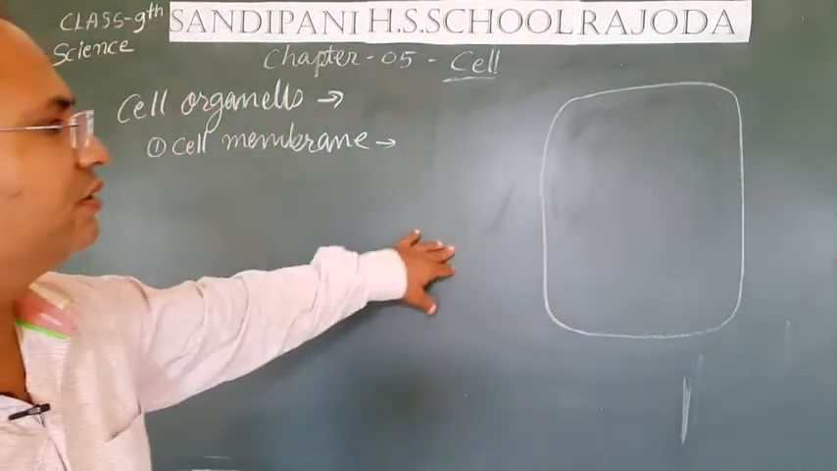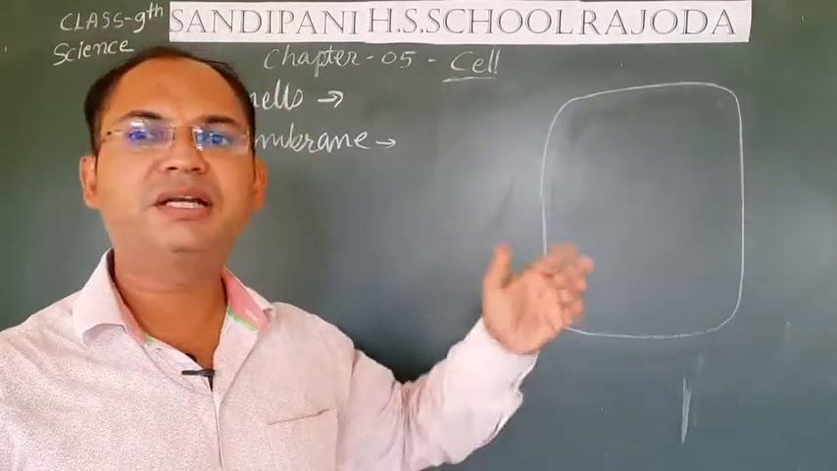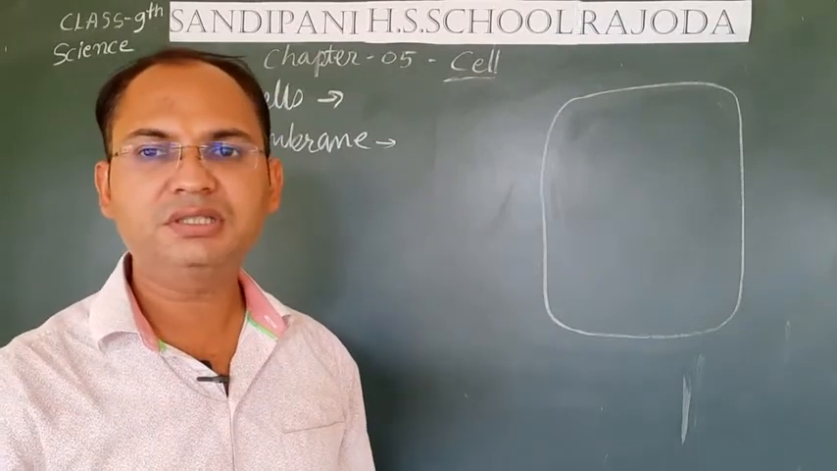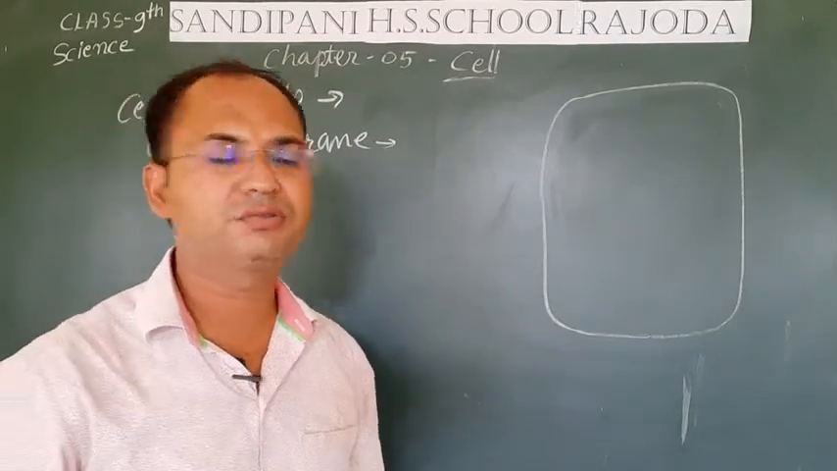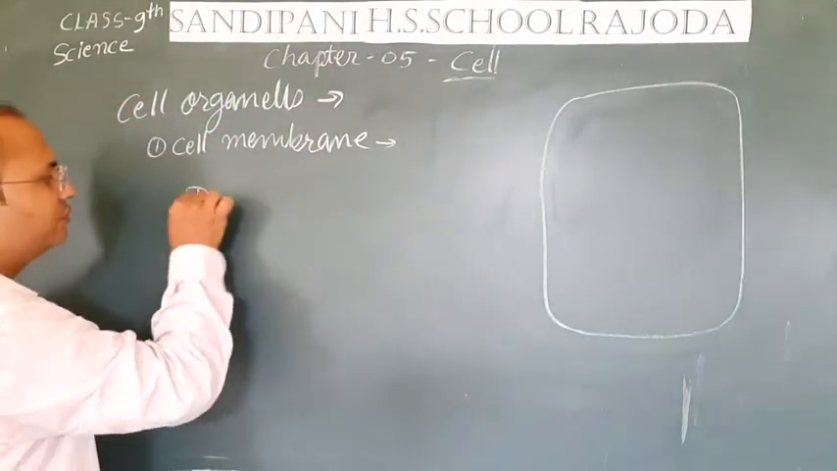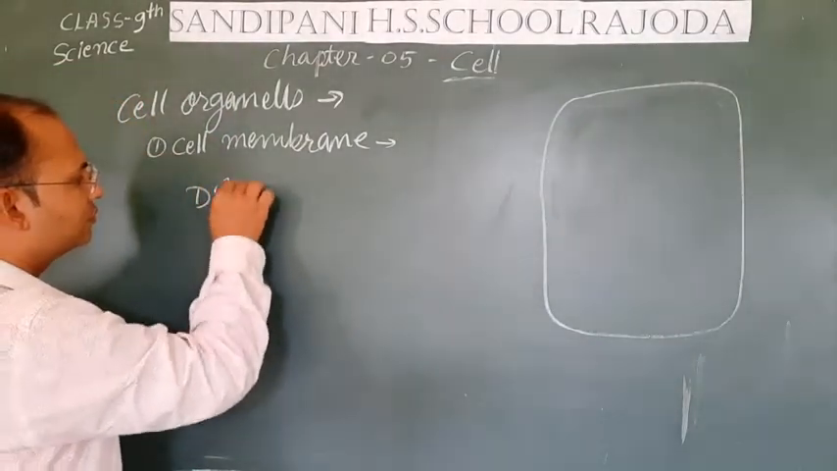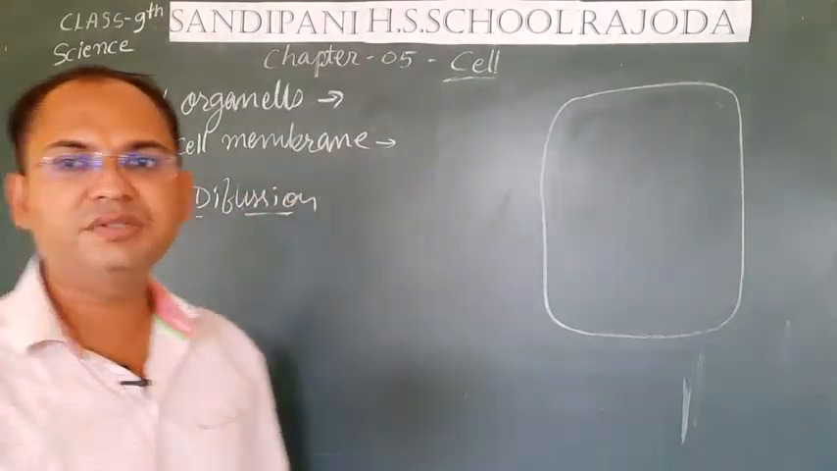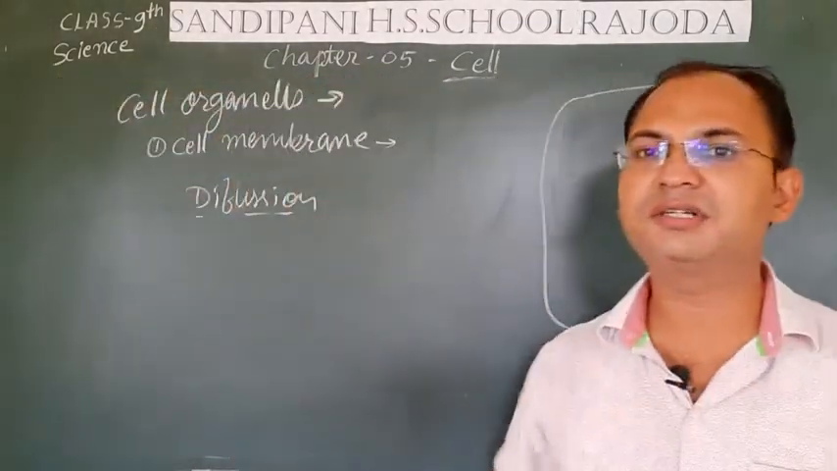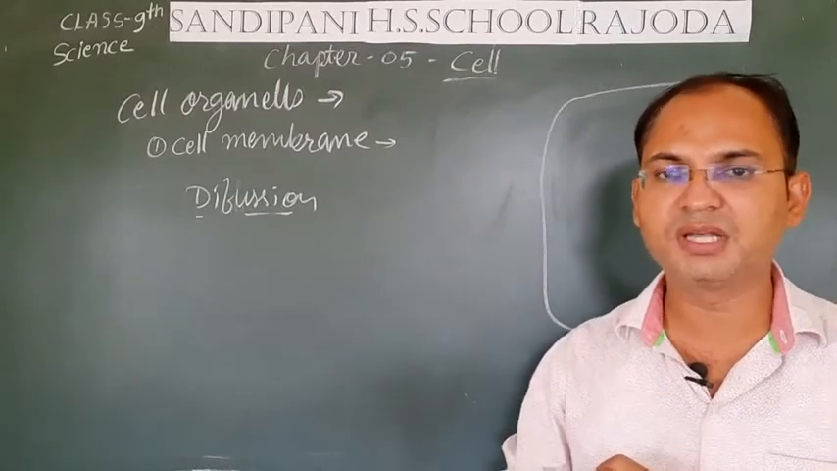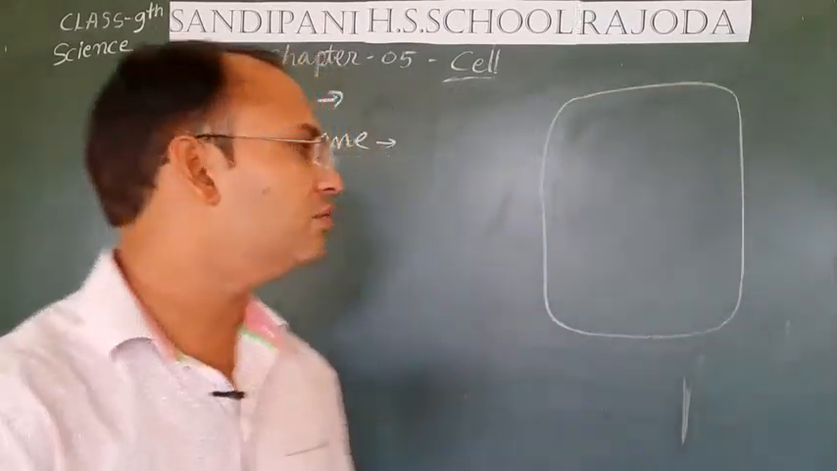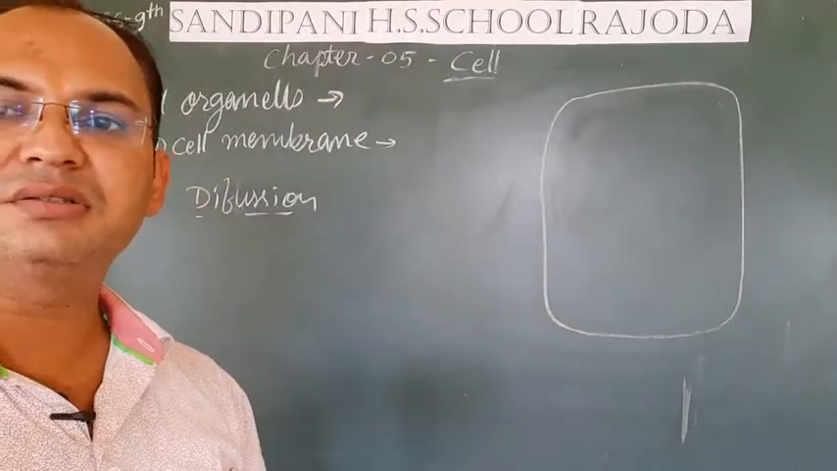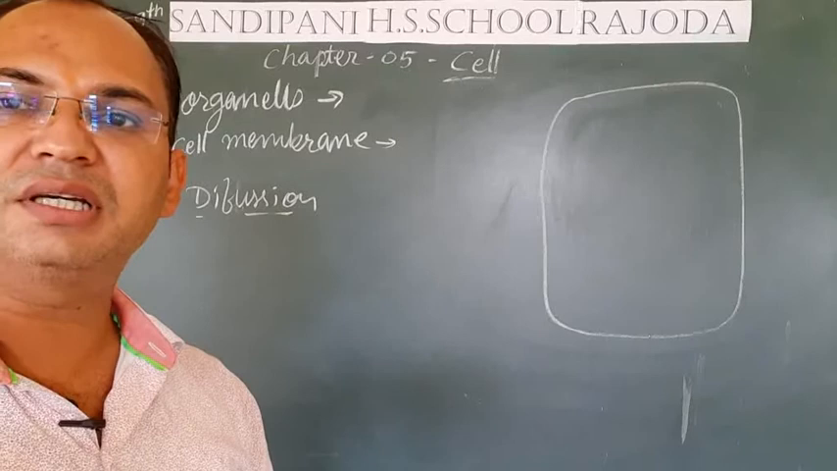Cell membrane is the outermost covering that binds the protoplasm and cytoplasm of the cell. This cell membrane controls the entry and exit of molecules inside and outside of the cell. In lower classes, students, you have studied diffusion. Diffusion is the movement of substances from higher concentration to lower concentration, and this phenomenon is also responsible for inward and outward movement of particles into and out of the cell.